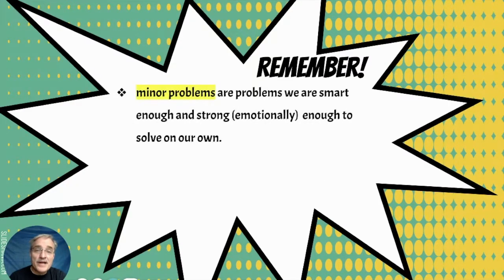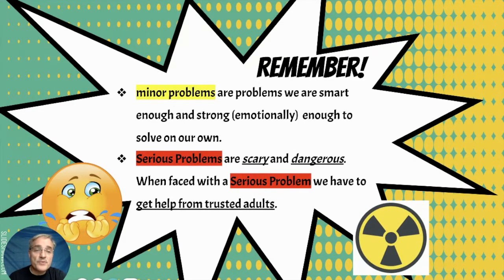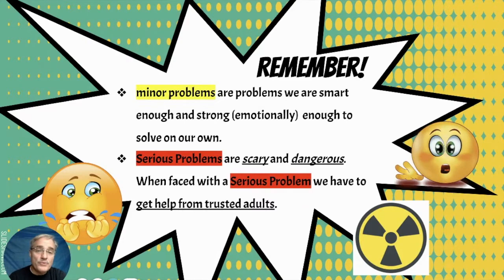Remember, minor problems, again, are problems that we are smart enough and strong enough emotionally to solve on our own. And serious problems are scary and they're dangerous. And when faced with a serious problem, we have to get help from other adults, and specifically adults that we trust.